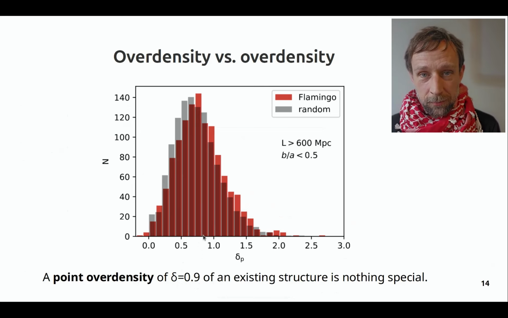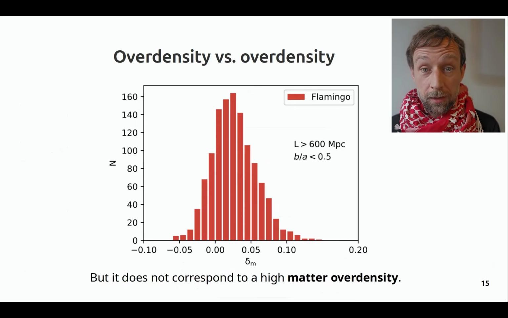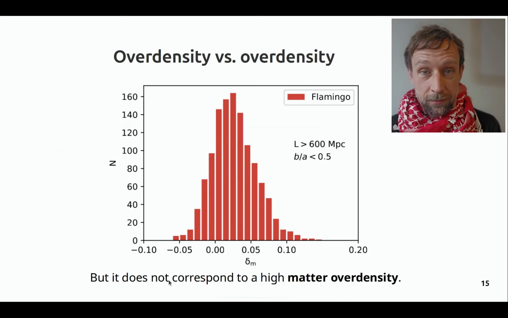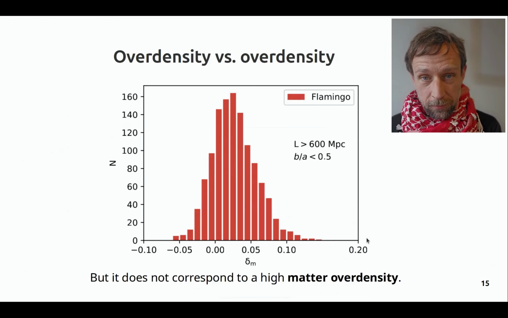And this is just a feature of the algorithm. So if you draw a convex hull around an existing friend-of-friend group, you'll find that that friend-of-friend group appears to be overdense. This is not a surprise. However, when we then look at the matter density within those same convex hulls, they're not very overdense. They're just very slightly overdense, but you might even find some that are underdense, and that's because these are not really real structures in the simulation. So if we found a matter density of 0.9 or matter overdensity of 0.9, that would indeed be in tension with ΛCDM on these scales, but that's just not what we find in the simulation.